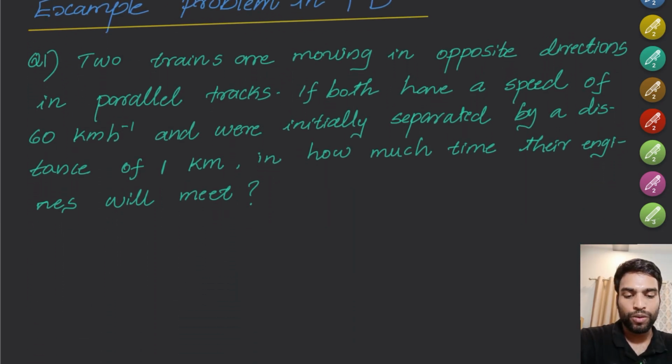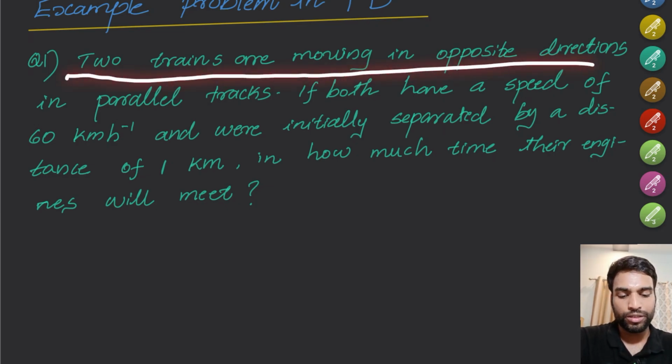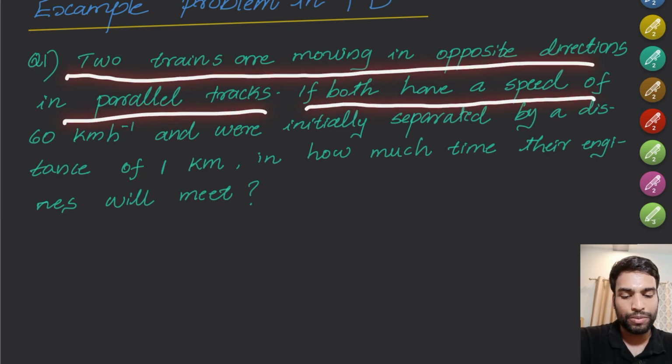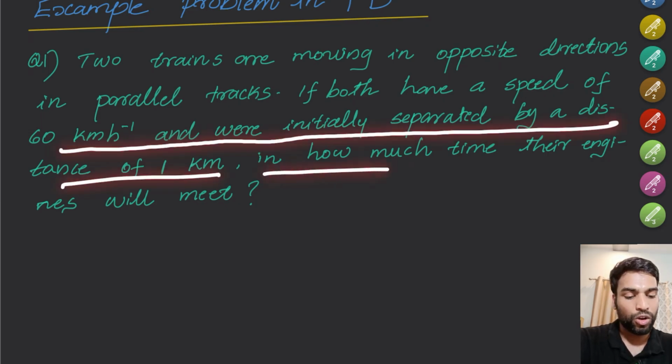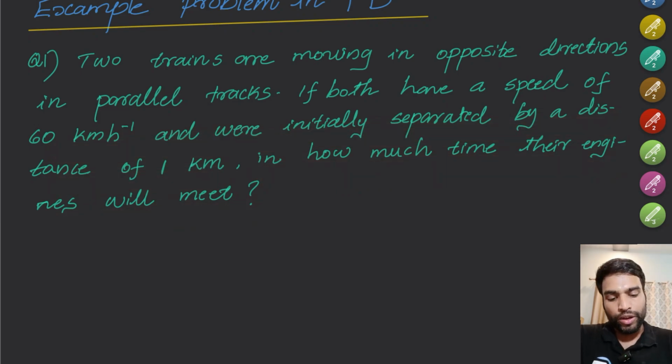Now let's do a small example in one dimension. Basically, this is a train motion problem. The question is, two trains are moving in opposite directions on parallel tracks. If both have a speed of 60 km per hour and were initially separated by a distance of 1 kilometer, in how much time will their engines meet? Let's draw a small picture.